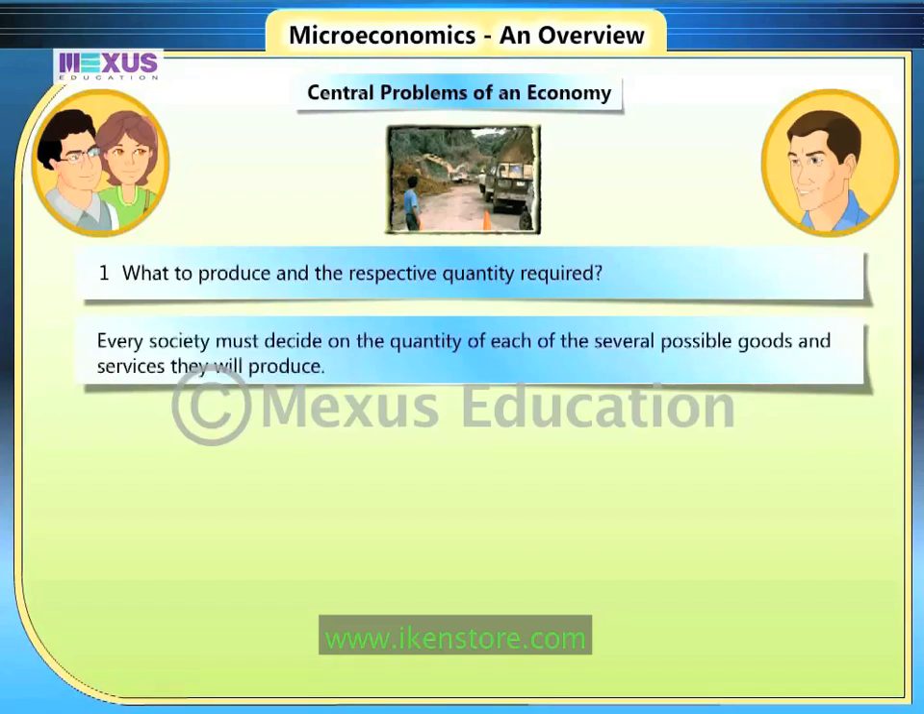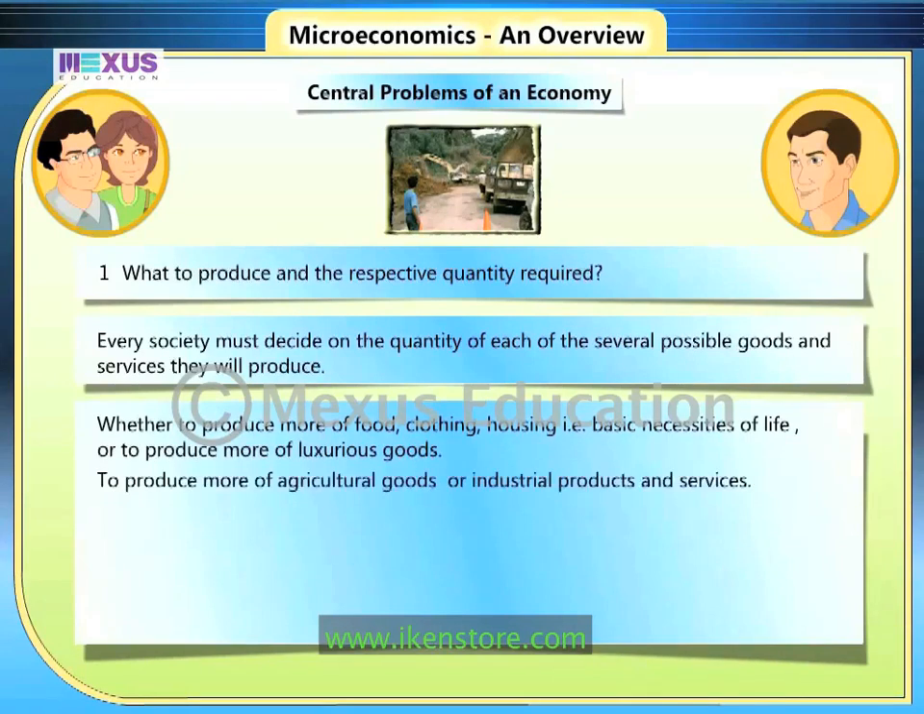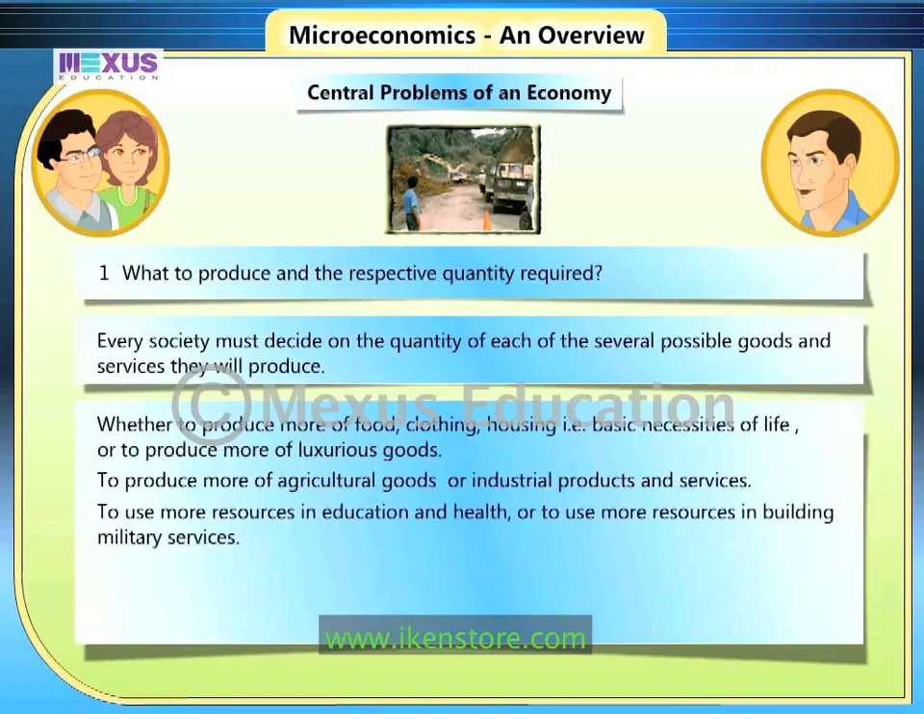What to produce and how much to produce. Every society must decide on the quantity of each of the several possible goods and services they will produce. They face several problems of choices, like whether to produce more of food, clothing, housing, that is, basic necessities of life, or to produce more of luxurious goods. To produce more of agricultural goods or industrial goods and services. To use more resources in education and health, or to use more resources in building military services.